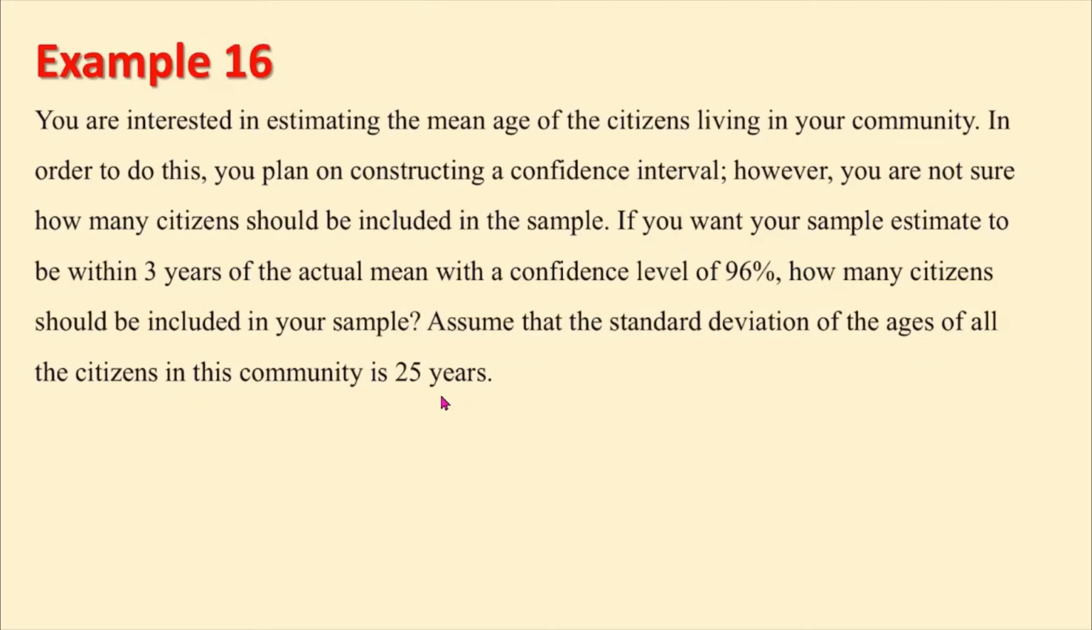So when you look at it, you can see there are a few important things given. The first one is the margin of error, which is 3 years. Because it says the estimate is within 3 years, that is the margin of error. Confidence interval is 96%, so C is equal to 0.96. So your alpha will be 4% or 0.04. How many citizens would be included in the sample? So we have to find N, and the population standard deviation sigma is given.